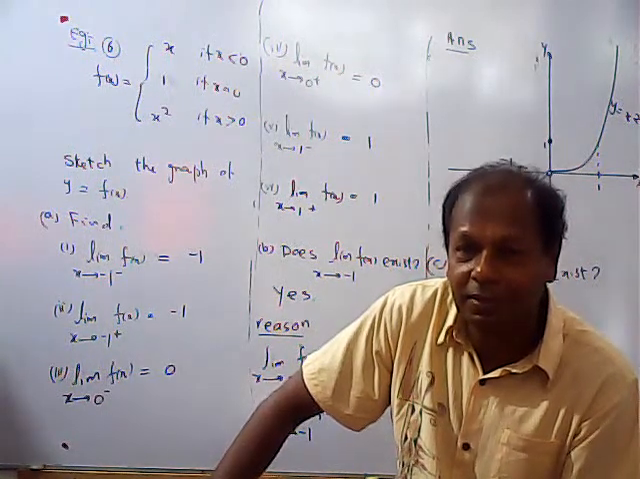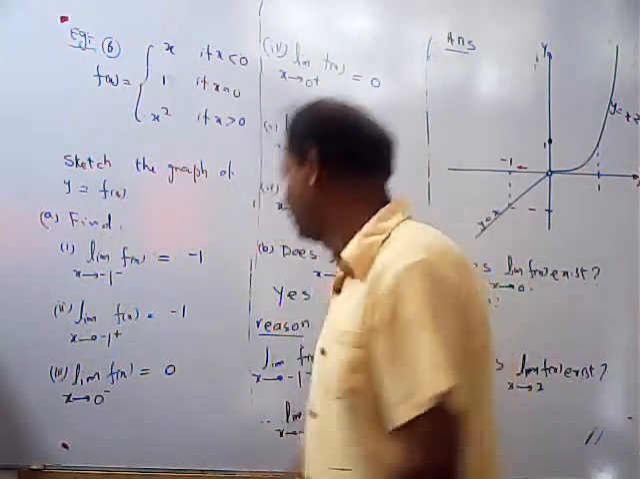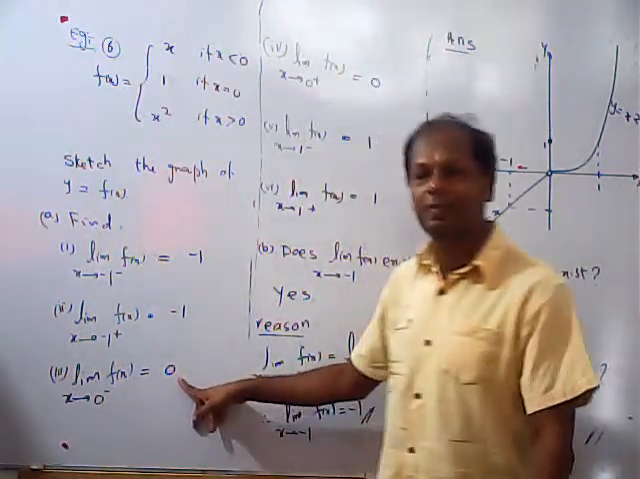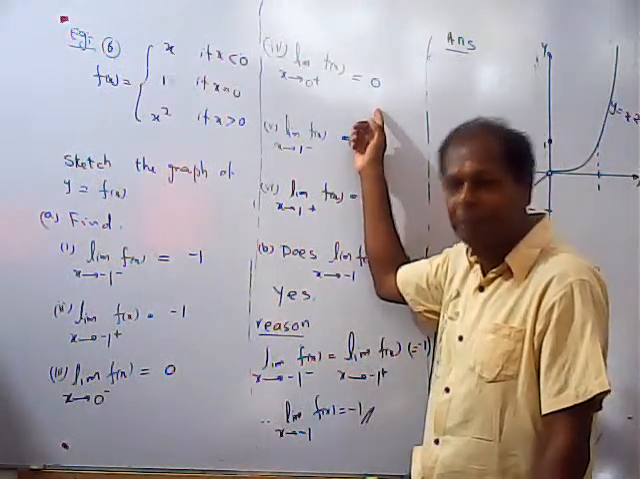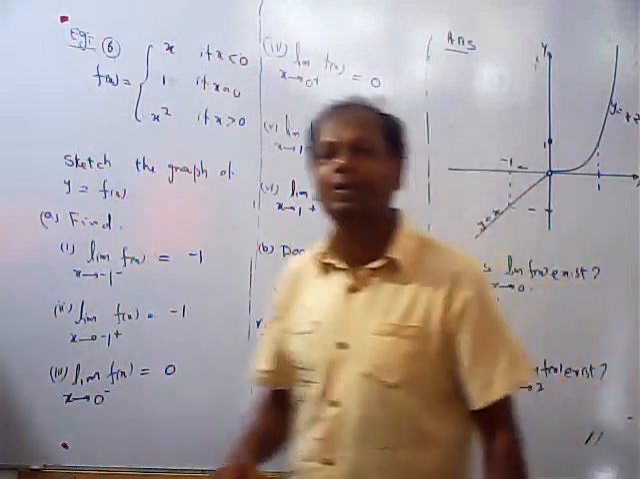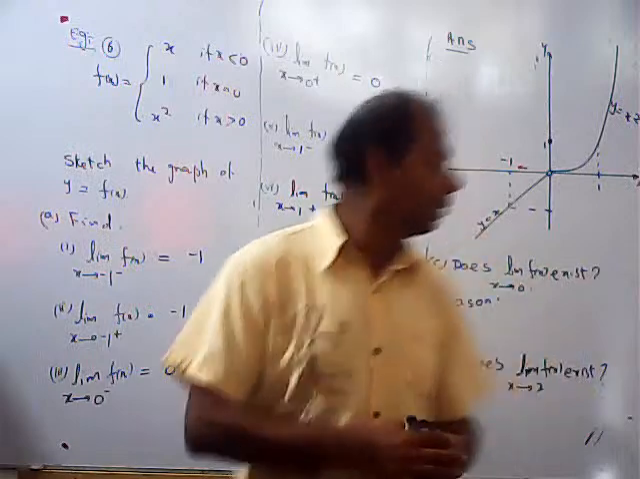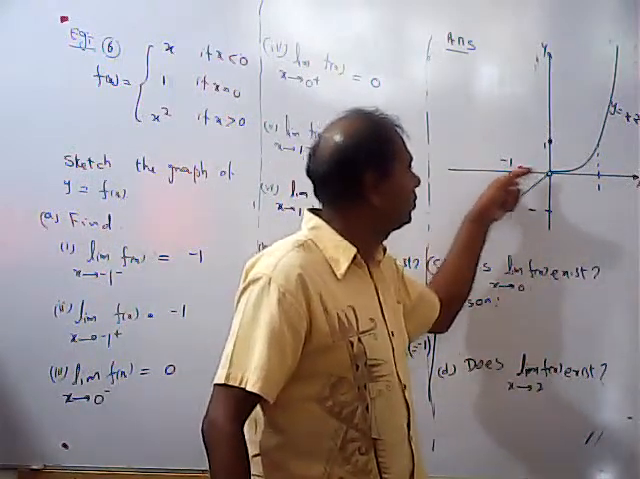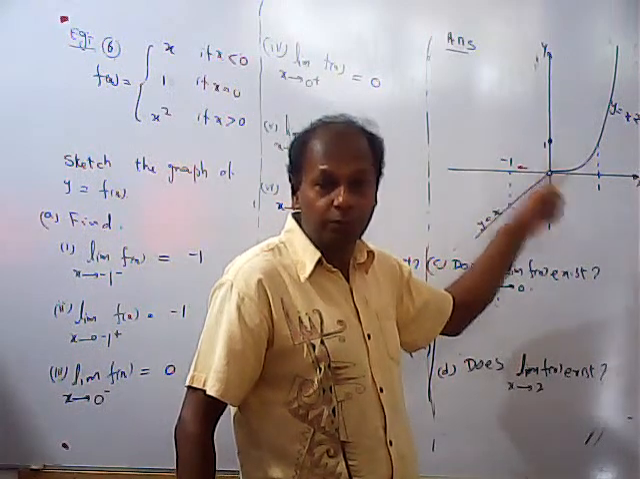The answer is, and now look at this. The left limit is 0. Right limit is also 0. The left limit is equal to right limit. So why to say it does not exist? You get closer to 0 from any side. The function value gets closer to 0.